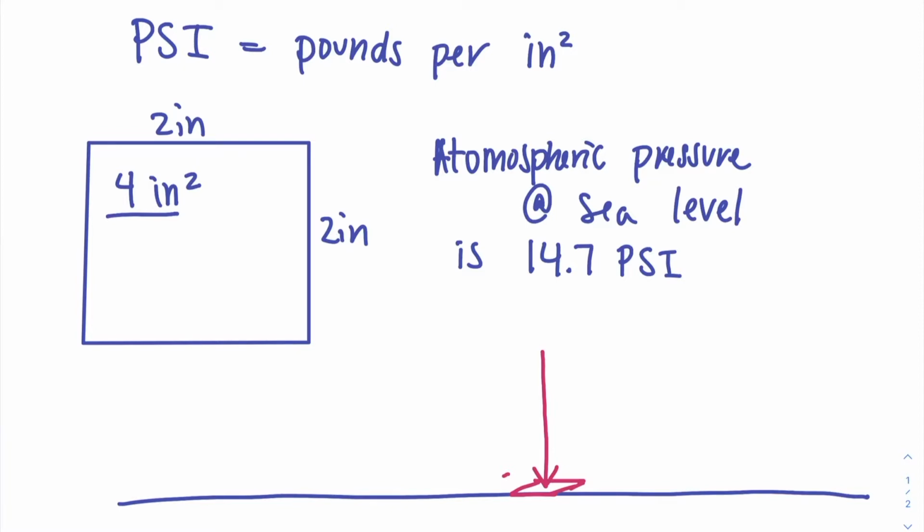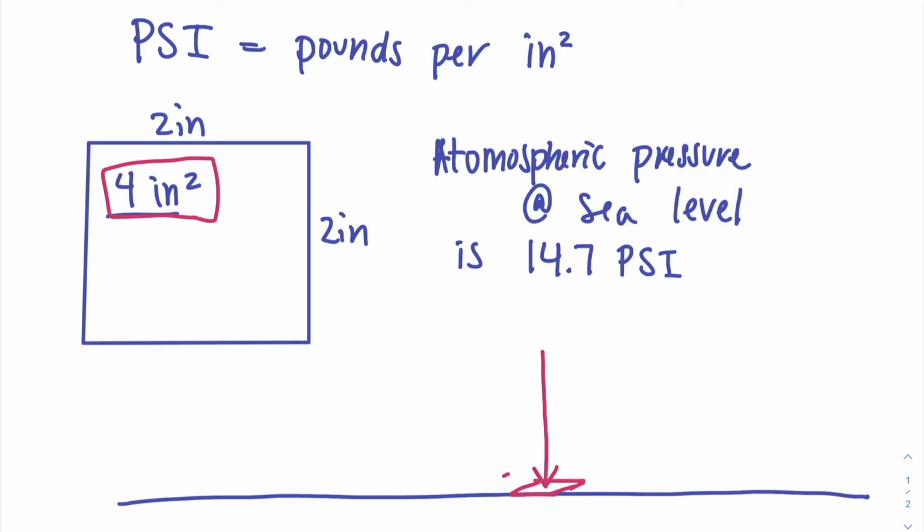So to figure this out, you need to first and foremost know how many inches squared this piece of paper is, and then we can multiply that by our 14.7 pounds per square inch, and that will get the amount of force pushing down on it. So we can do this with dimensional analysis.